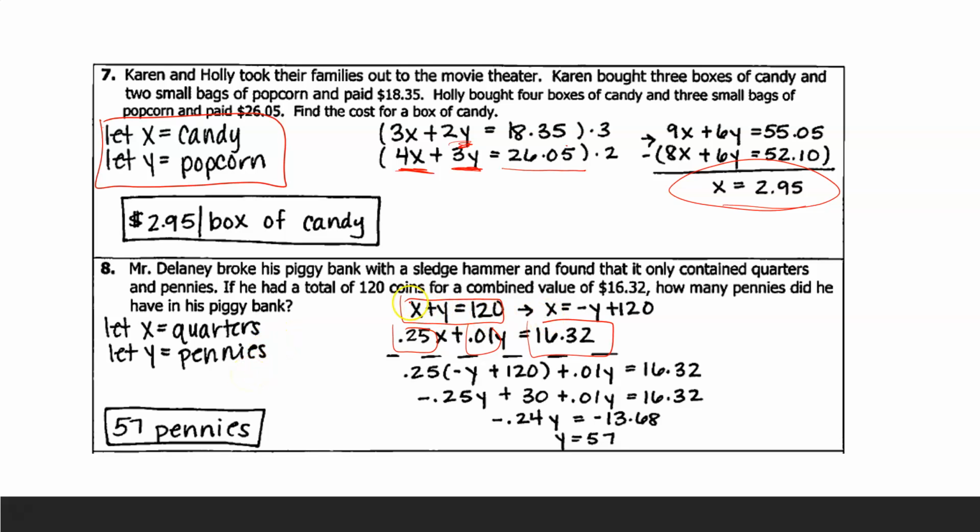This time I use substitution because I have an X without a coefficient. So I isolated X here, and I'm going to plug it right in there and solve for Y. So Y is 57 pennies.